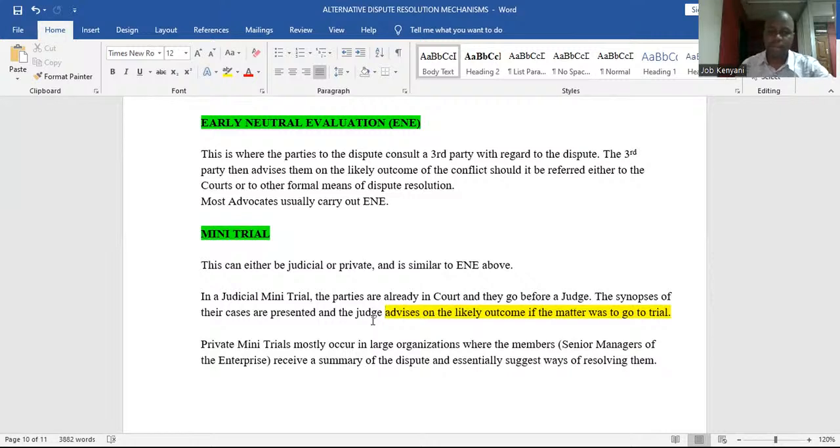The private mini trials mostly occur in large organizations where members or senior managers of an enterprise receive a summary of the disputes and essentially suggest ways of resolving them. So they have gone to the court, they have seen the mini trial, and they have been advised by the judge. They would rather opt to resolve their own commercial disputes by looking for an alternative. The judge advises on the likely outcome of the matter before it goes to trial. So that is what we call a mini trial.